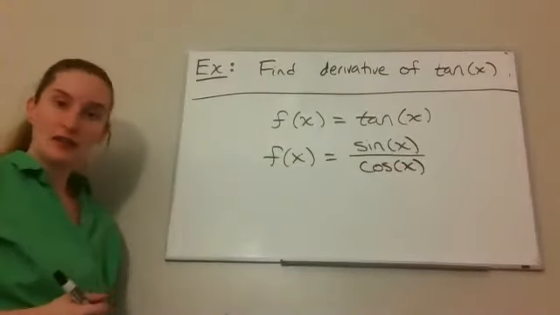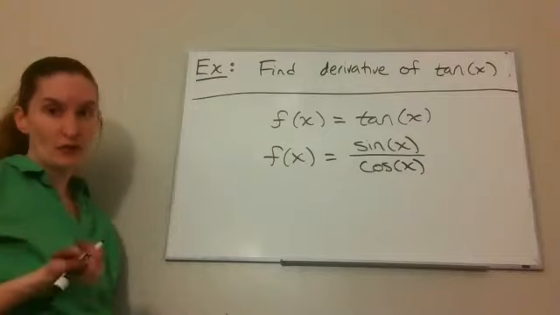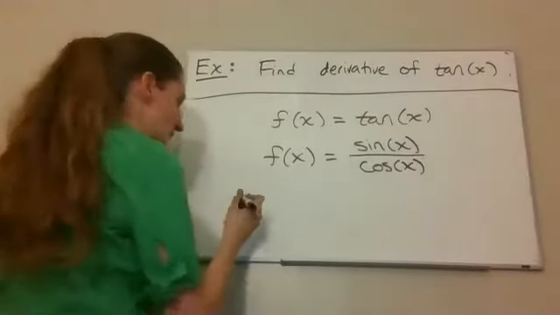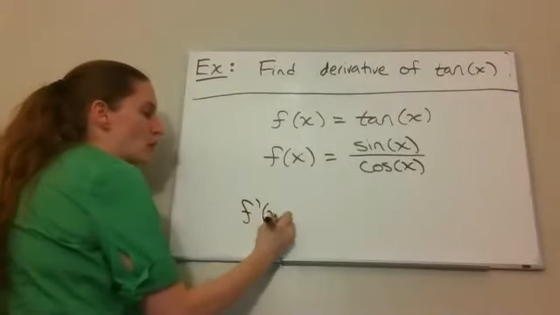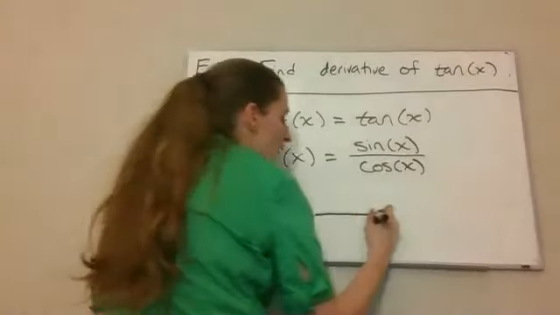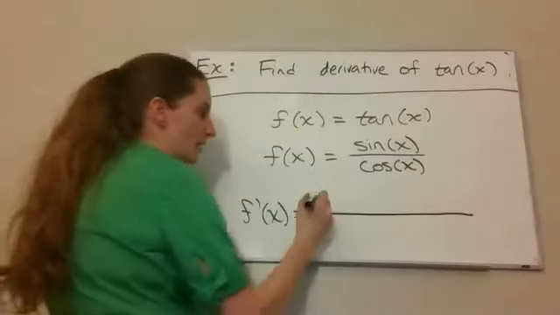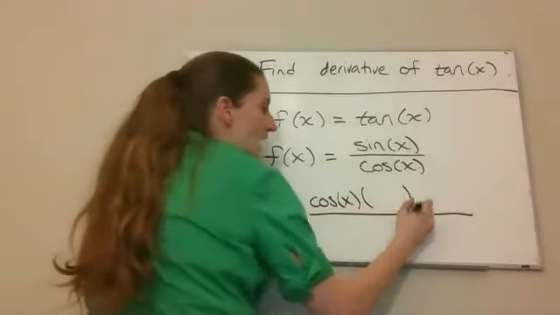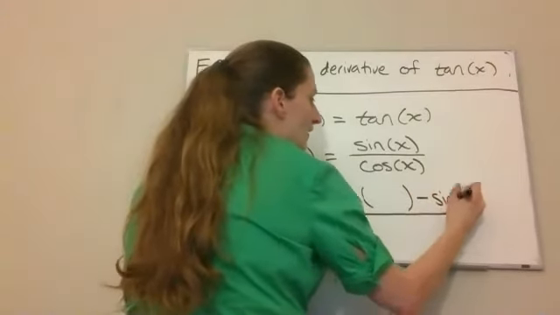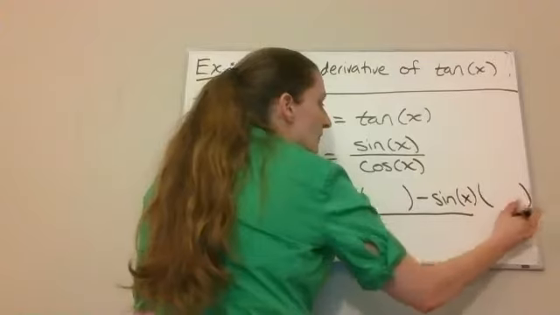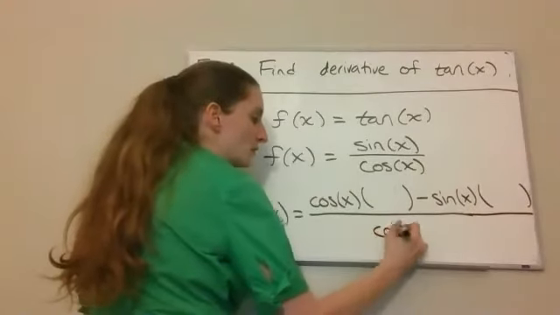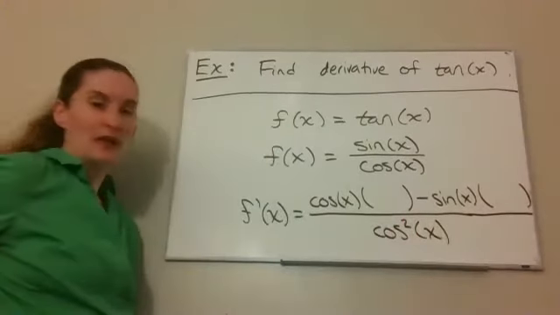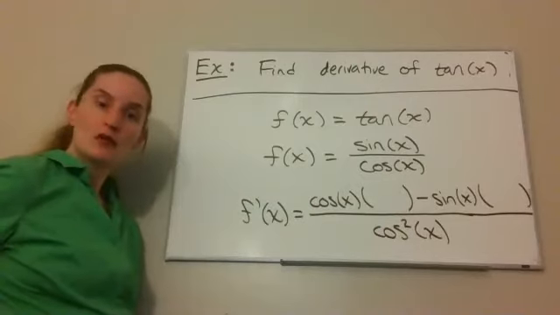And I can now find the derivative of this because I know the quotient rule, I know the derivative of sine, and I know the derivative of cosine. So using our brand new quotient rule, the derivative of sine over cosine is low d high minus high d low, square the bottom, and away we go. So I filled in everything except for the derivatives in my quotient rule.